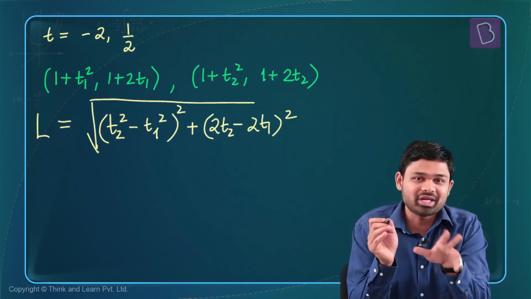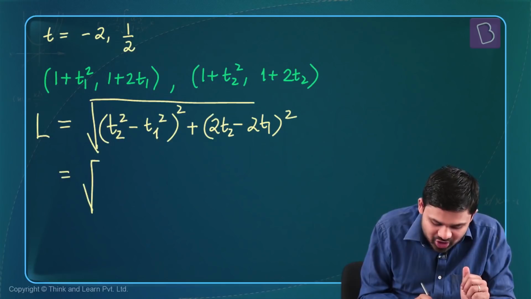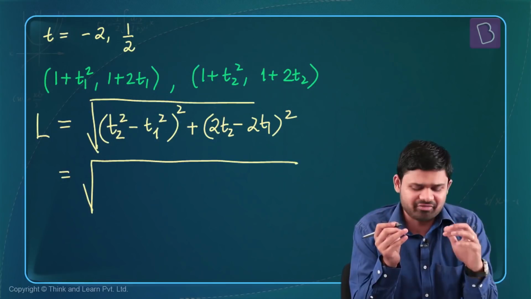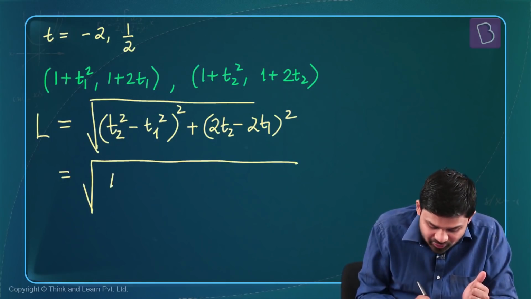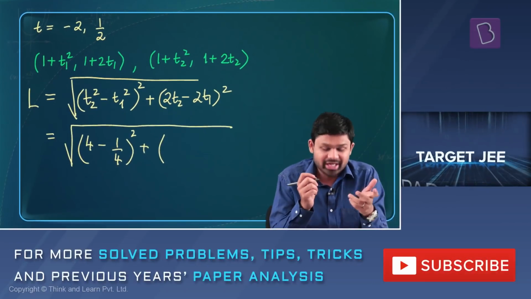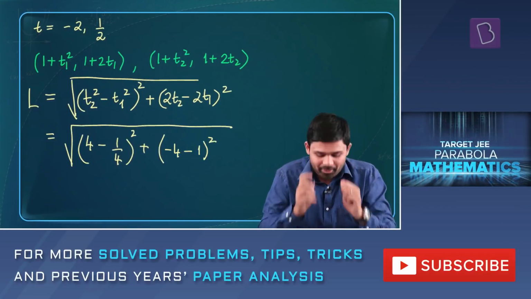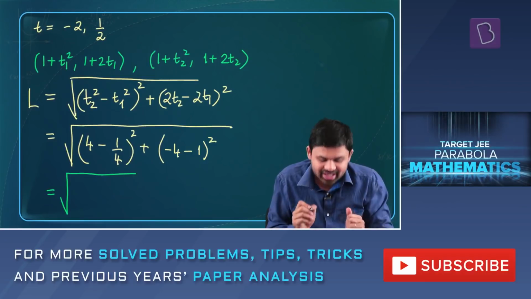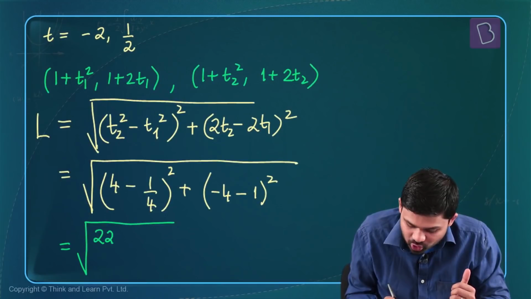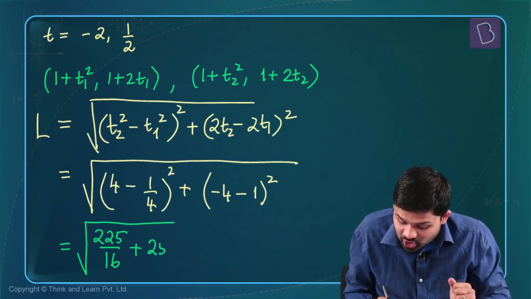That's all. So once I find out what is t1 and t2, I plug it into this formula and I will get the answer. Well, so now let's try and find out what is this t2 square. I will consider 1 over minus 2 and half as t1 and t2 respectively. So I get 4 minus 1 by 4 the whole square plus 2t2 will be then minus 4 minus of 1 the whole square. So upon simplifying this, what do I get? Upon simplifying this, I am going to get 15 by 4 the whole square, which will turn out to be 225 by 16 plus 5 square or minus 5 square, which is 25.